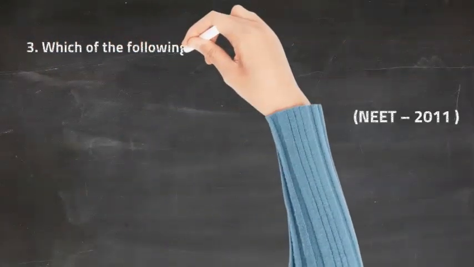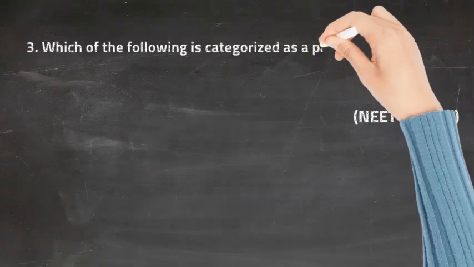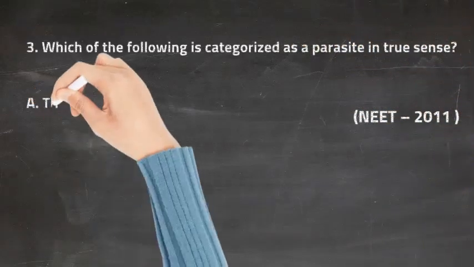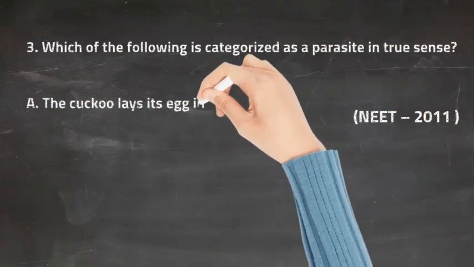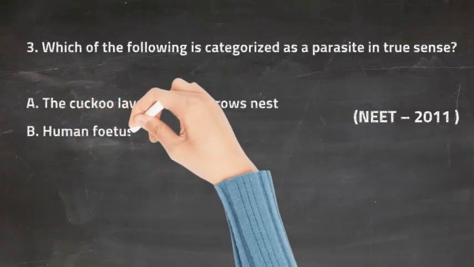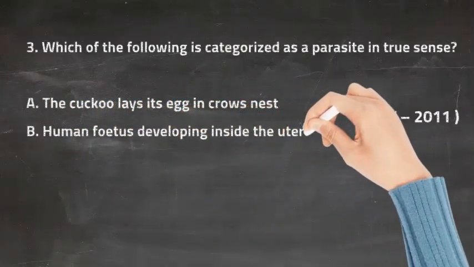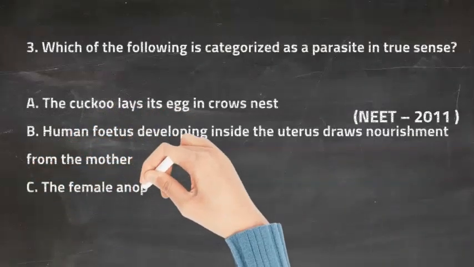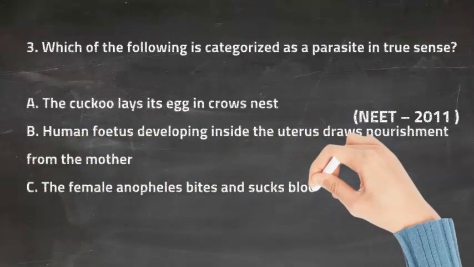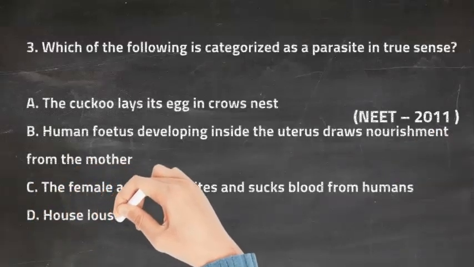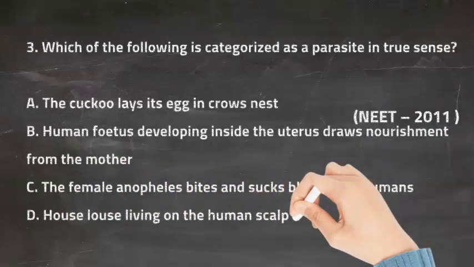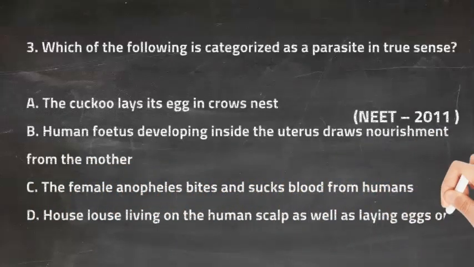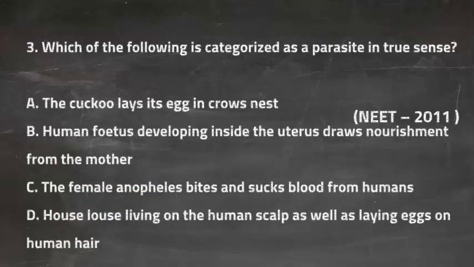Question third. Which of the following is categorized as a parasite in true sense? Option A, the cuckoo lays its egg in the crow's nest. Option B, human fetus developing inside the uterus draws nourishment from the mother. Option C, the female Anopheles bites and sucks blood from humans. And option D, head lice living on the human scalp as well as laying eggs on human hair. The right answer is option D. Head lice living on the human scalp as well as laying eggs on human hair.